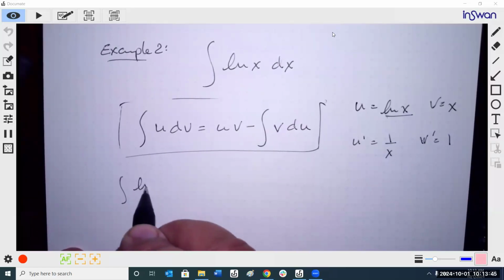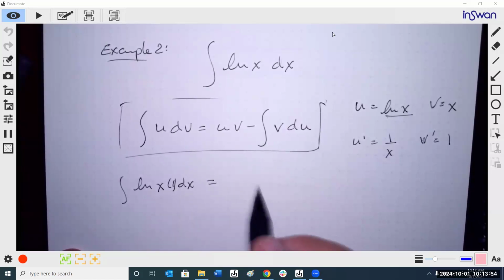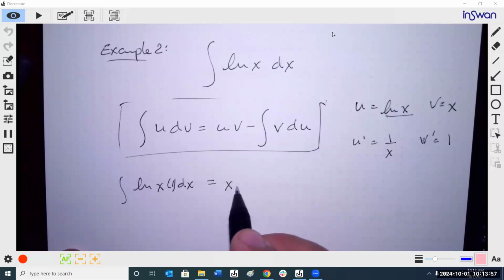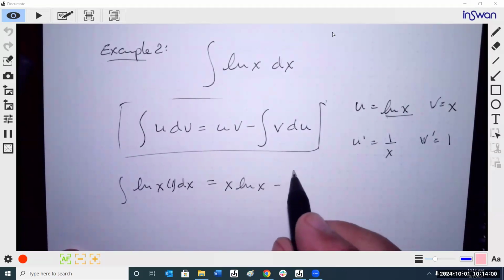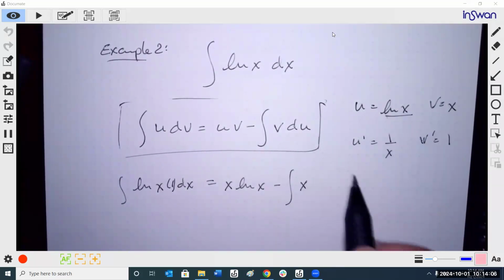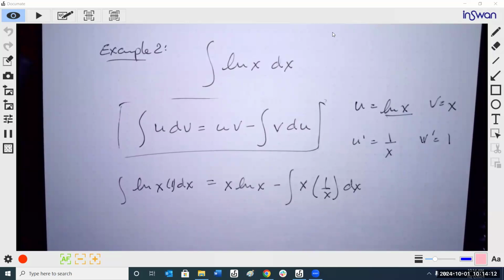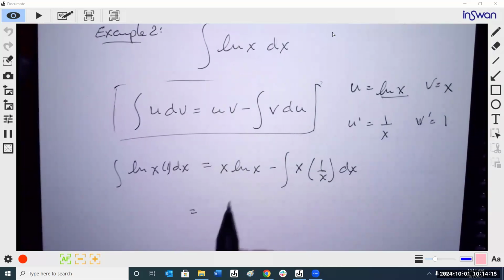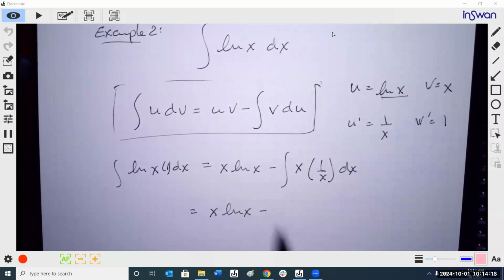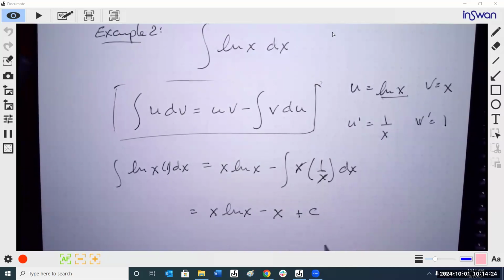So we fill this up. So the integral of ln x times dv, which is 1, is u times v, so it's x ln x minus the integral of v du. v du is x times 1 over x. So x ln x, the x's cancel, so the integral of 1 is just x. So there's our integral. There's our answer.